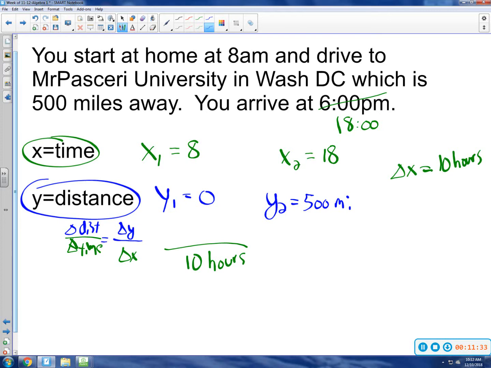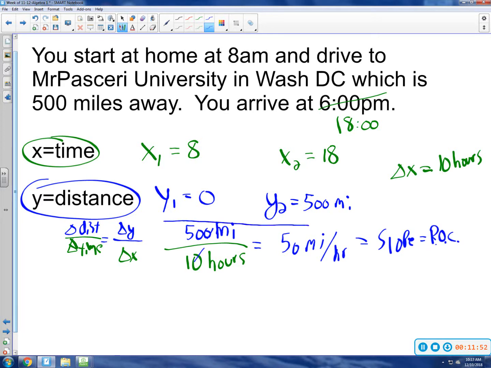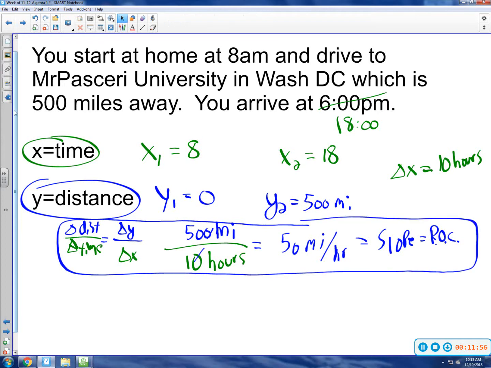500 miles. So we went 500 miles in how many hours? We went 500 miles in 10 hours. So that cancels a 0. So we went 50 miles per hour. That is our slope. That is our rate of change. That is our change in y over change in x, okay? So what I want you to understand is that it all kind of boils down to saying we went 50 miles an hour, and 50 miles an hour is a slope. So it's kind of fascinating.